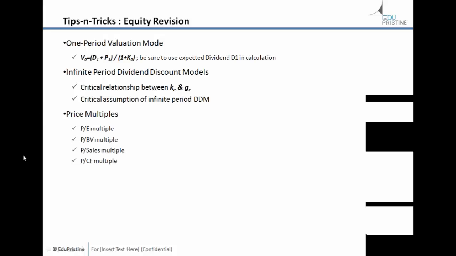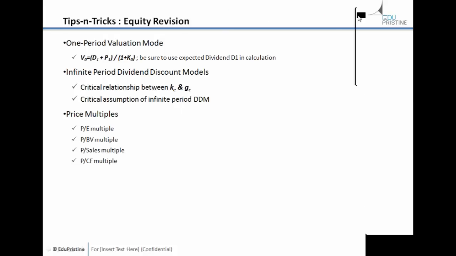Okay. So basically, value of equity will be the next expected dividend plus the future price divided by 1 plus K naught, where K naught is nothing but the cost of equity. Now, one of the mistakes that people tend to make very commonly is that they generally take the last dividend and they do not take into consideration the next dividend.